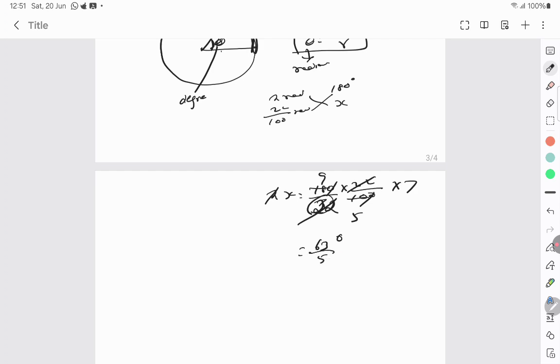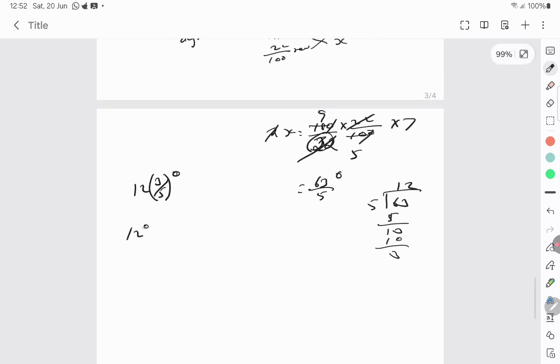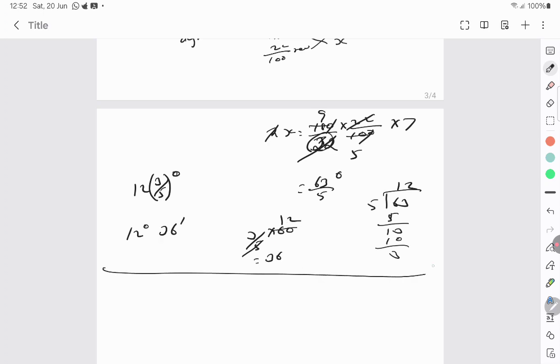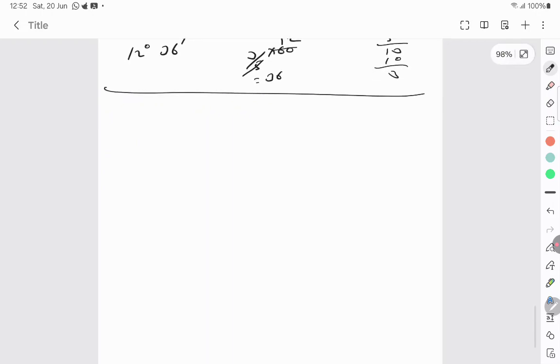You can't have degrees in fractions. You should write divide 63 by 5. 5 1s are 5, 13; 5 2s are 10. Remainder 3. So 12 3 by 5 degree. And you should have it in whole numbers. 12 degree and 3 by 5 in minutes: multiply it with 60. 5 1s are 5, 5 2s are 10, 12 3s are 36 minutes. That's your answer. So let's go to the next question.